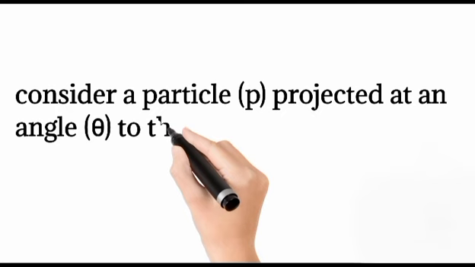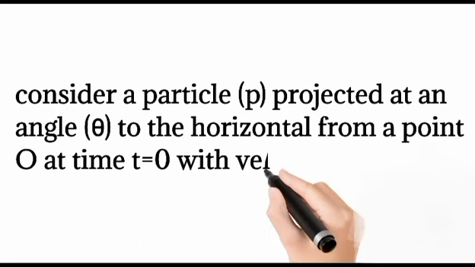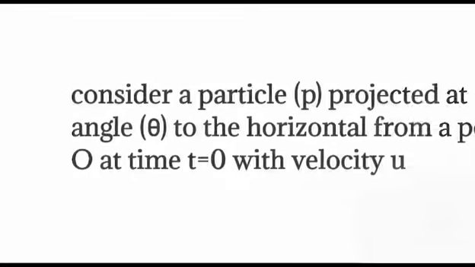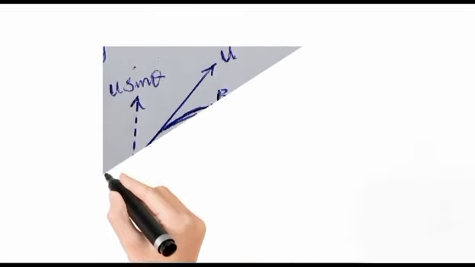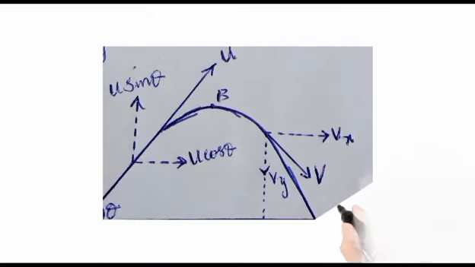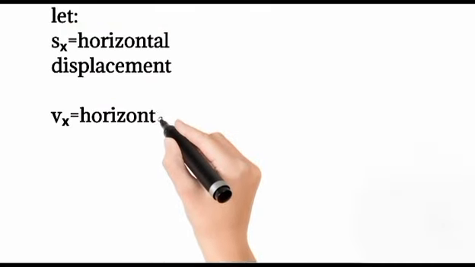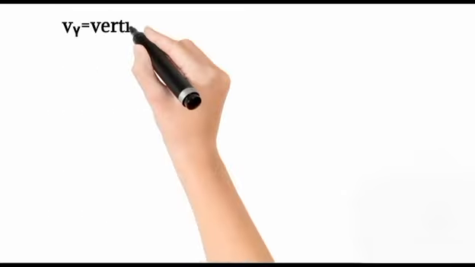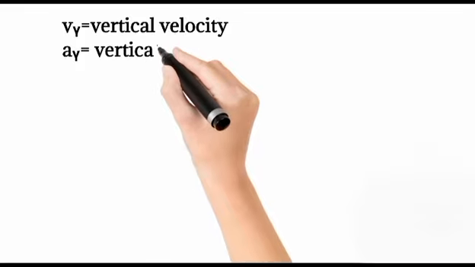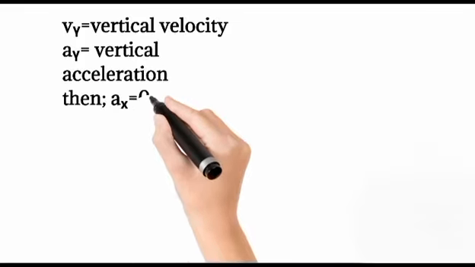Consider a particle P projected at an angle theta to the horizontal from a point O at time t equals 0 with velocity u. Then the path traced by this particle is described as parabolic and represented as shown. The initial velocity u can be resolved into the vertical and horizontal components u sin theta and u cos theta respectively. Let Sx be the horizontal displacement, Vx the horizontal velocity, Ax the horizontal acceleration, Sy the vertical displacement, Vy the vertical velocity, Ay the vertical acceleration.